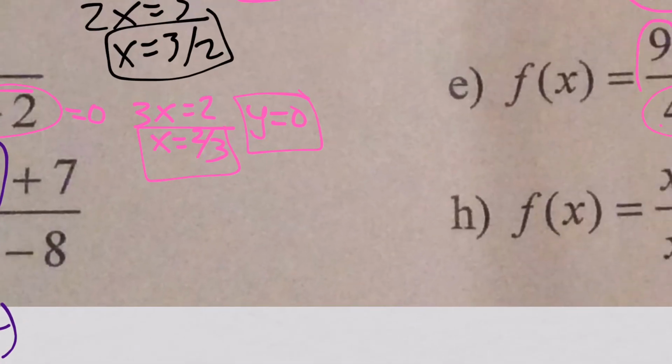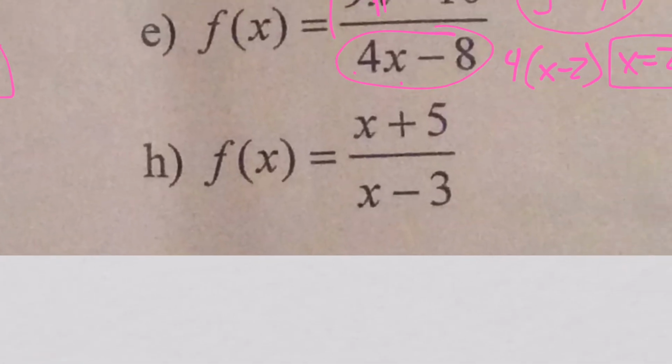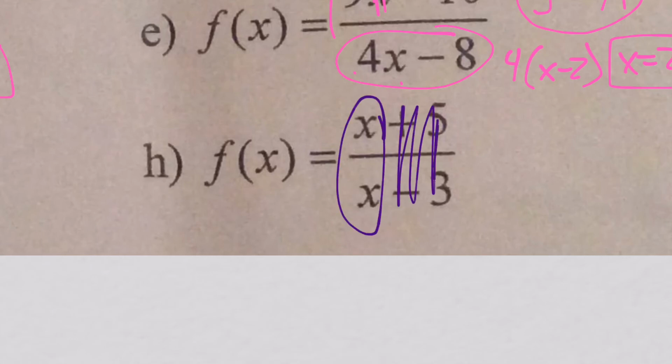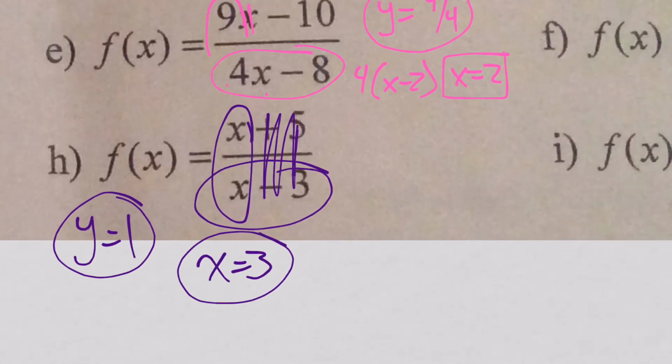Just set the bottom equal to 0 and solve it, and you'll get your vertical asymptotes, even if they're not pretty. F of x equals x plus 5 over x minus 3. Well, notice we have x over x as our largest degree terms. So we get x over x is y equals 1 for our horizontal asymptote. We have an x minus 3 in the bottom, which means x equals 3 is our vertical asymptote.